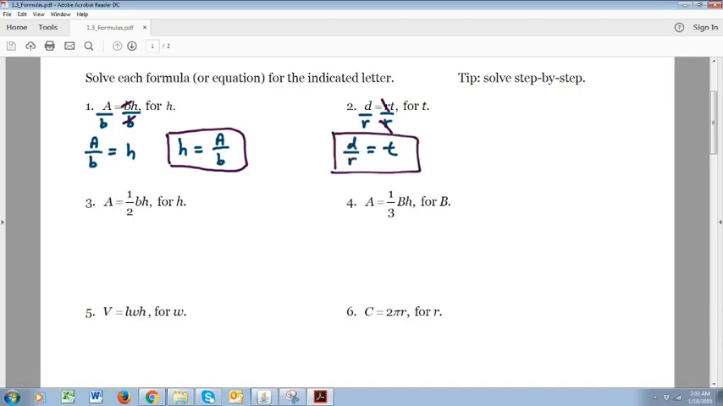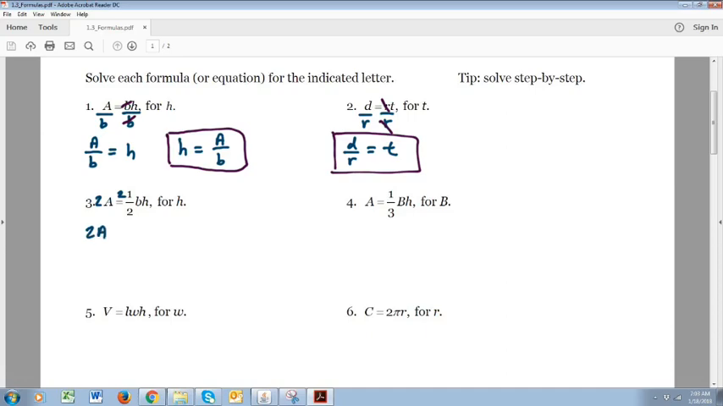Now number 3 and 4 are a little bit different. Think about what we do when we have fractions. Remember the CSI? The C was clear fractions. So anytime you have a fraction in one of these types of problems, I would encourage you to clear it out first. So if you look at number 3, the LCD of the denominators, there's only one, is 2. So let's multiply each side by 2.